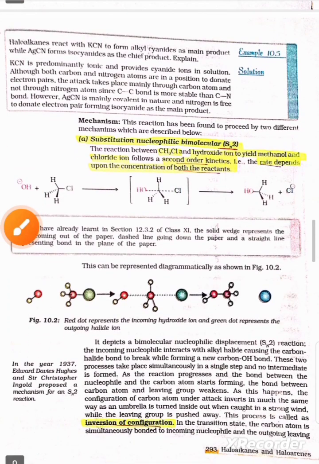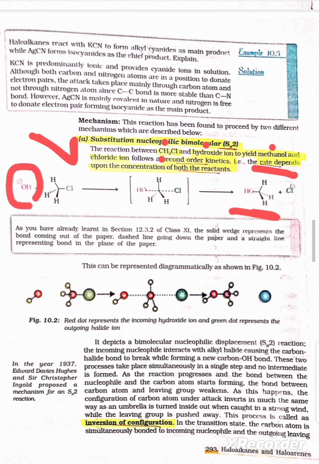In the next page, there are two important mechanisms, SN1 and SN2. Both are nucleophilic substitution reactions. SN2 is a bimolecular nucleophilic substitution reaction, where methyl chloride and OH minus nucleophile react, and after substitution there is a formation of methanol. It is a second order reaction because the rate of the reaction depends upon the concentration of both the reactants. That's why it is SN2.